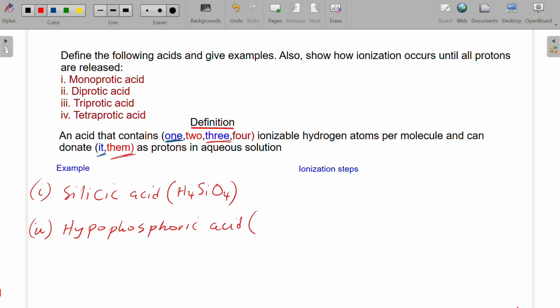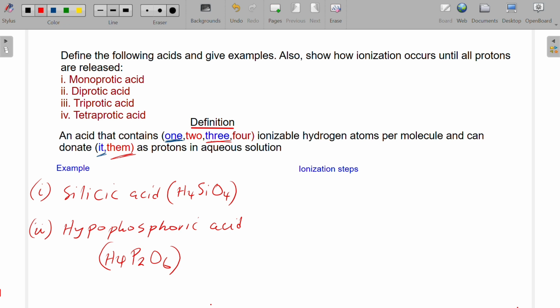So that's what we have, and this has a chemical formula. Now to save space on my ionization part, let me write the chemical formula down here. This is H4P2O6, so it looks like this. This is hypophosphoric acid. So those are the 2 examples we're going to use here.